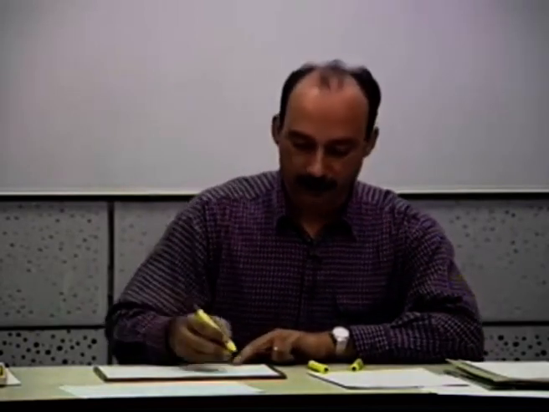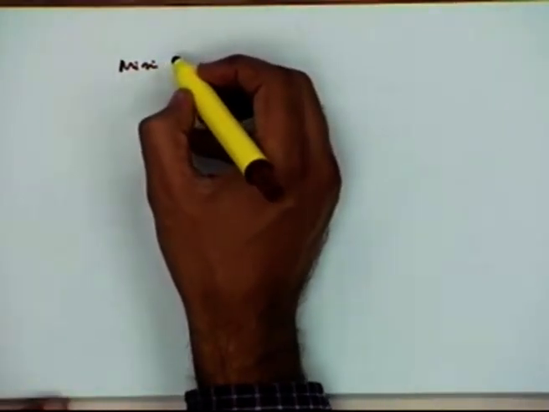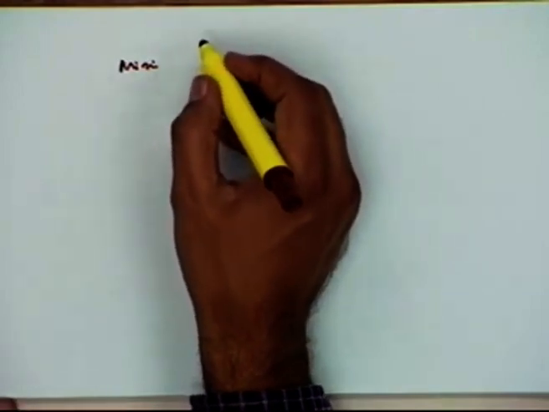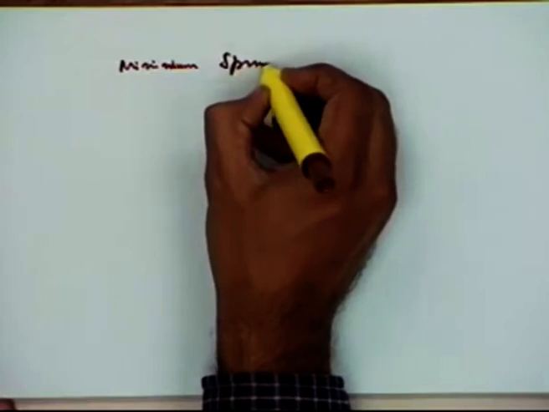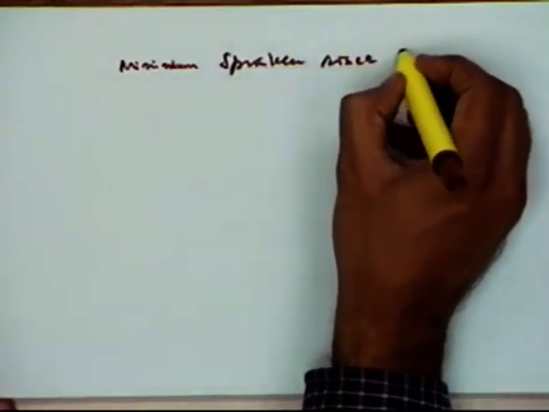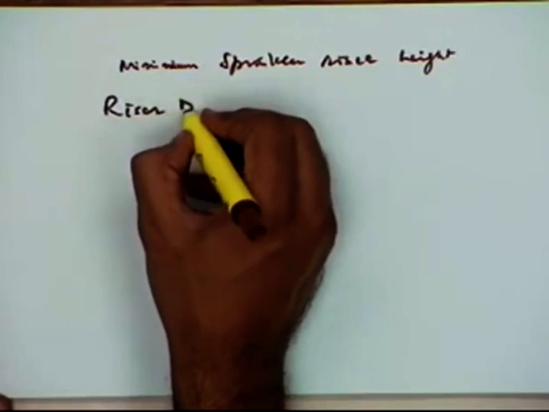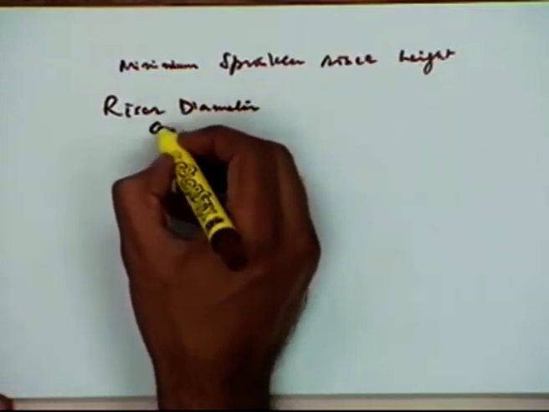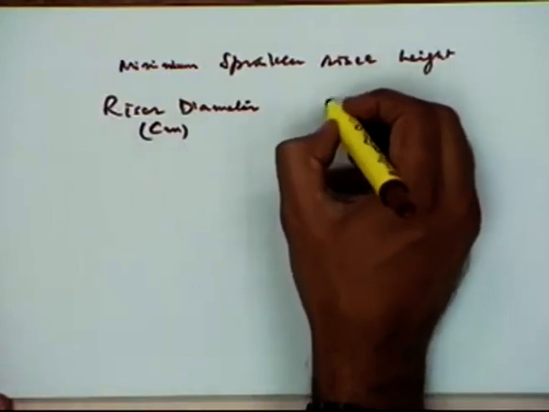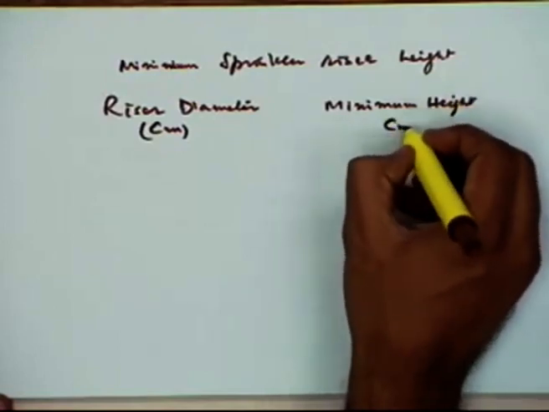Now, height of the sprinkler riser. There is a minimum sprinkler riser height which is recommended, which depends on the size of the pipe, the riser pipe diameter which is used. The minimum sprinkler riser height as a function of the riser pipe diameter, which is given in centimeters, and the minimum height is given also in centimeters.